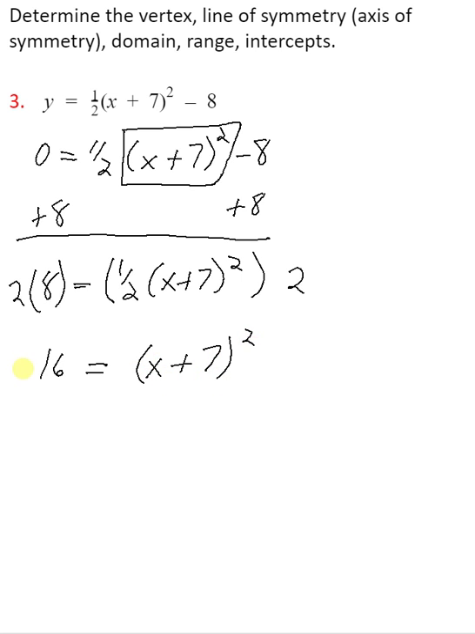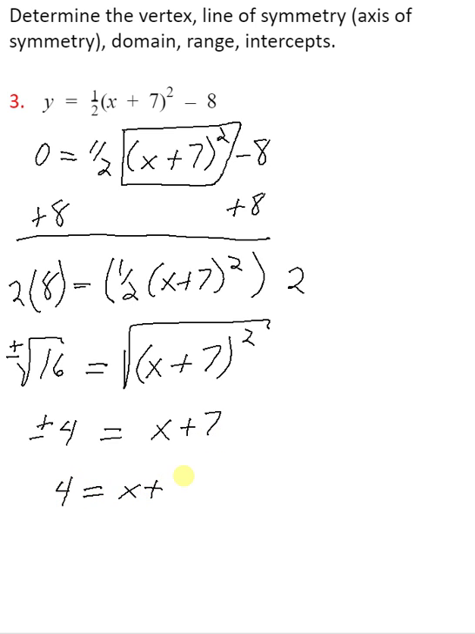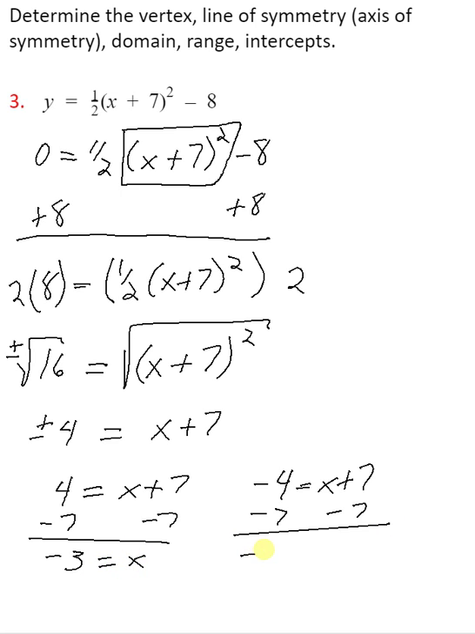Now I'm going to take the square root of both sides. When I take a square root, I have to remember it's plus or minus. So the square root of 16 is 4. So I have plus or minus 4. So now this is giving me two equations. I have 4 is equal to x plus 7, and -4 is equal to x plus 7. So I'm going to subtract 7 from both sides. So in one case I get -3, and in the other case I get -11. So I have two x-intercepts, which I'm going to write up here. I have -3, 0, and -11, 0.